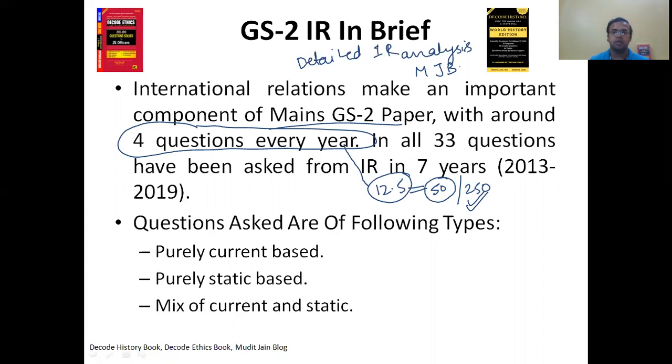I made a huge mistake in my first attempt, that was 2013. I did not study IR at all, and that year 8 questions were asked in IR. So it was one of the major reasons that I did not score that well in GS2 in 2013. Overall, 33 questions have been asked in the last 7 years. This is very important.